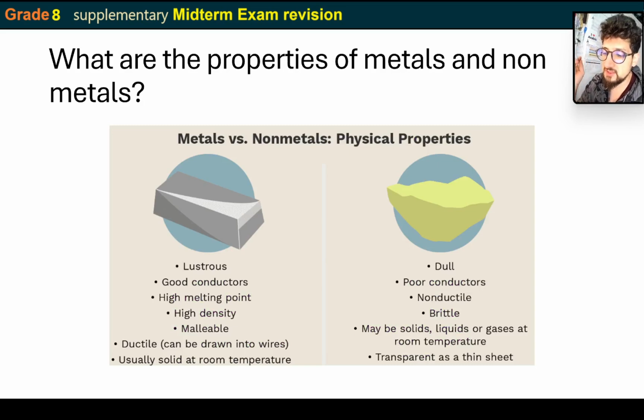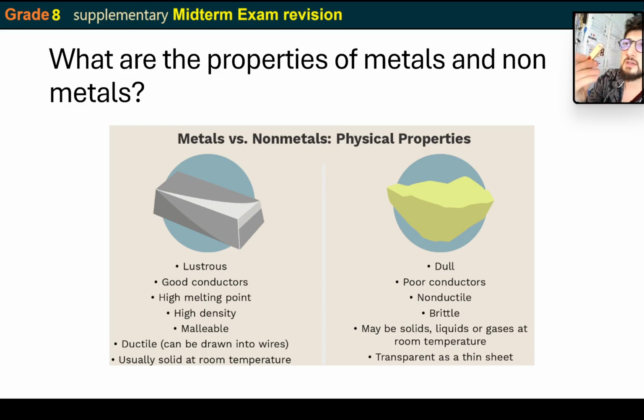Okay, what are the properties of metals and non-metals? So you need to be familiar with these as well. Metals are lustrous. Lustrous just means shiny and reflective. Metals are shiny and reflective. And if I show you something right now, you can tell me whether it's metallic or not just based on its looks. So here we go.